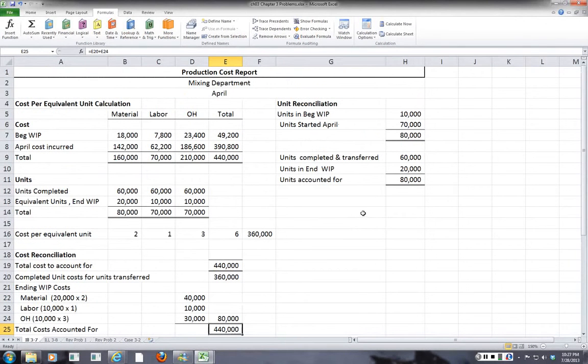Now we have to reconcile the units. We had 10,000 in the beginning inventory, and that was given to us. Also it was given to us that we started 70,000 units. That's a total of 80,000 that were in fact input into the system. What was completed and transferred out was 60,000 units, and we have 20,000 in ending inventory. I didn't do that right. We have 20,000 in inventory, which is the same as this material, and so 60,000 plus 20,000 is 80,000. So the number of units going into the process equals the number of units that went out and remain in inventory. I hope this is somewhat a little clearer to you.